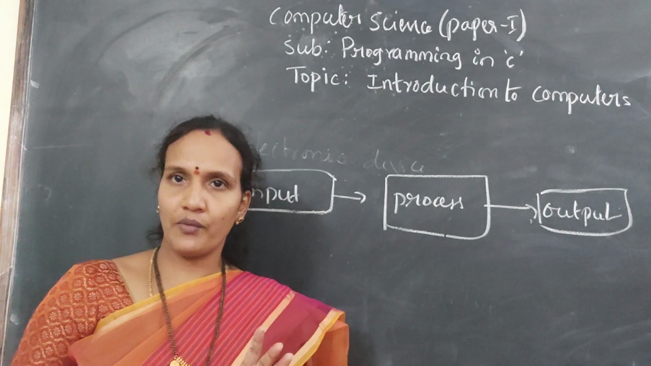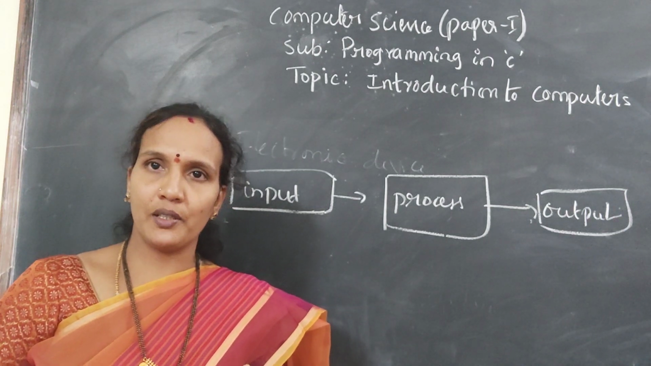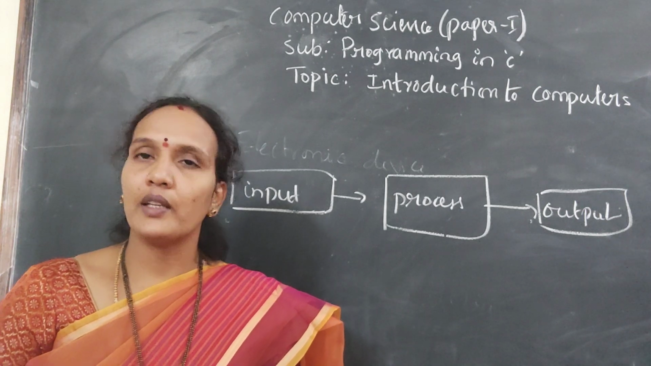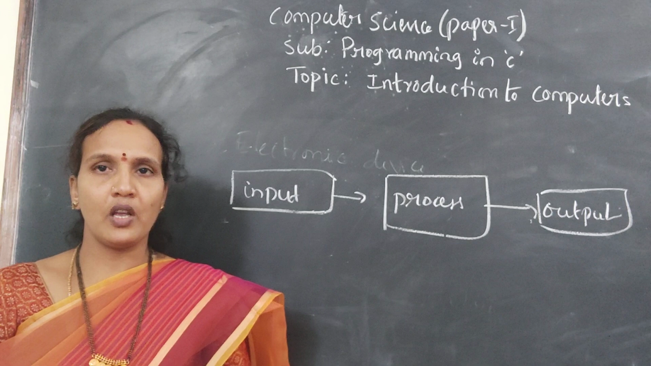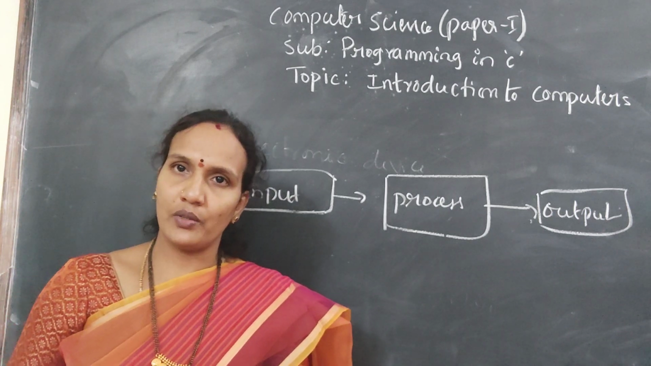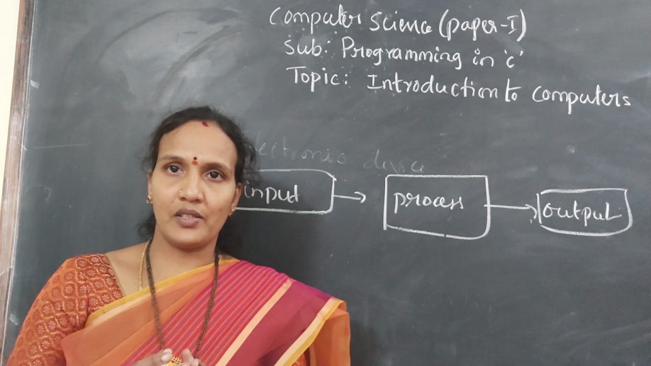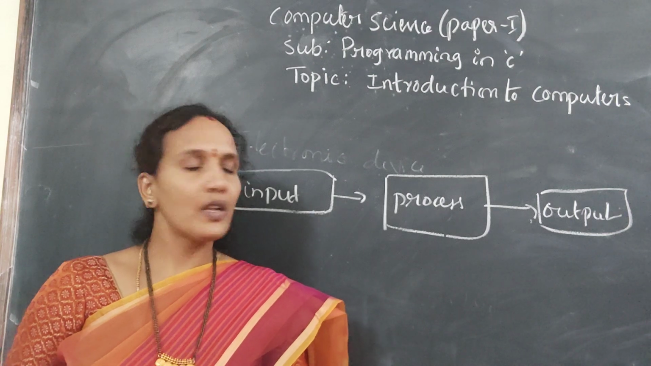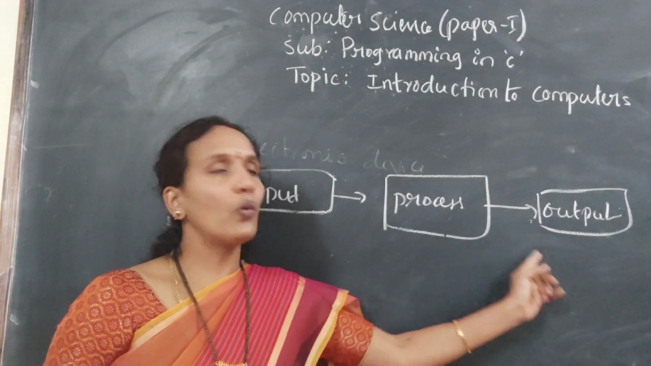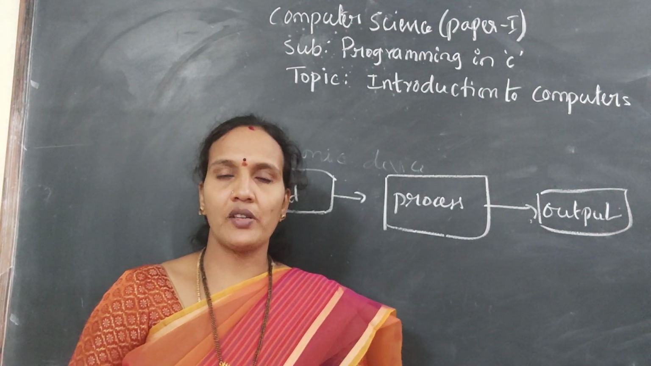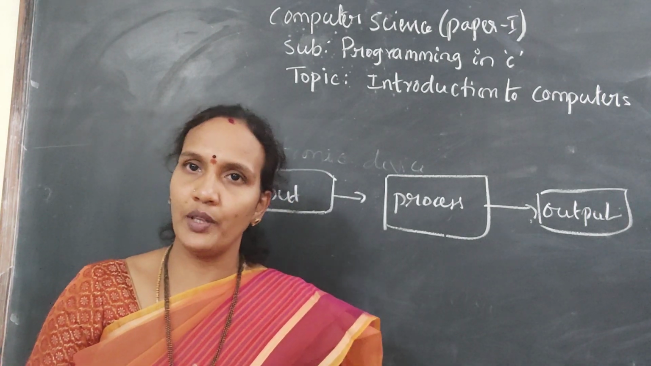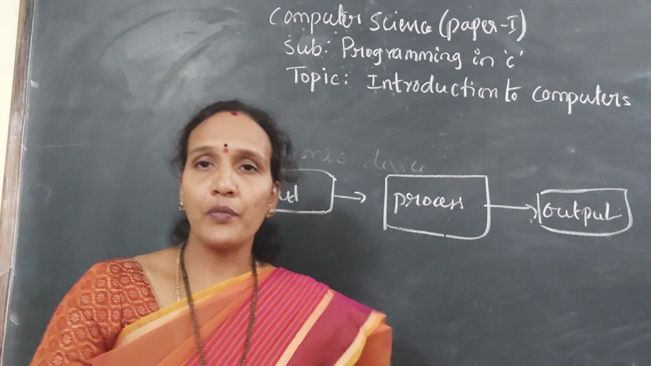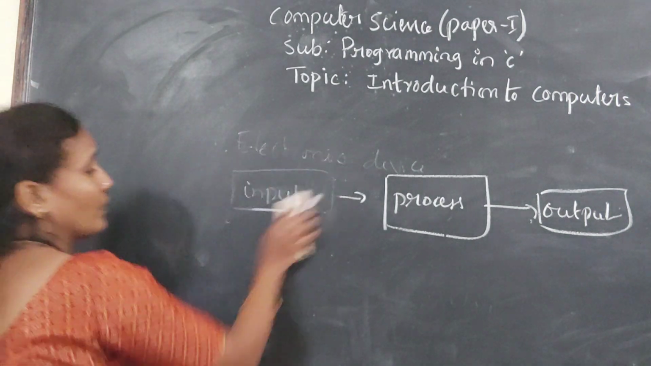So what is a computer actually? It is an electronic machine, first one, and it will accept the input from the user. That input can be data or an instruction. Whatever instructions the user has given, with that instruction it will process the data and give the required result to the user. Actually this is the internal workflow of the computer.